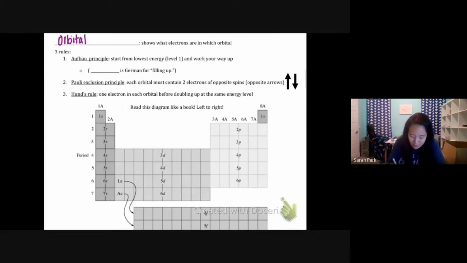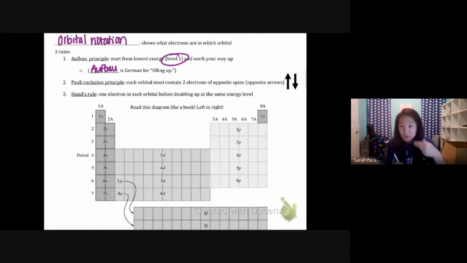We already wrote this word down, but I'm going to write it. I'm going to go through the rules, and at first they're not going to make sense, but when I go through an example, it's going to make a lot more sense. Let's just follow along. The first rule is called the Aufbau principle. The Aufbau principle says that we have to start with the lowest energy, level 1, and work our way up. Aufbau is German for filling up. So basically you start at level 1 and go to level 2, level 3, level 4, 6, and then 7.